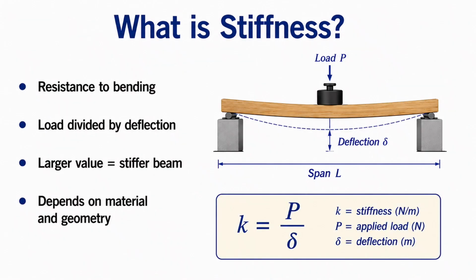Stiffness is a measure of a beam's resistance to bending. It is calculated by dividing the applied load by the measured deflection. A stiffer beam bends less under the same load. Stiffness depends on both the material and the geometry of the beam. Engineers use stiffness calculations to predict how structures will perform in service.